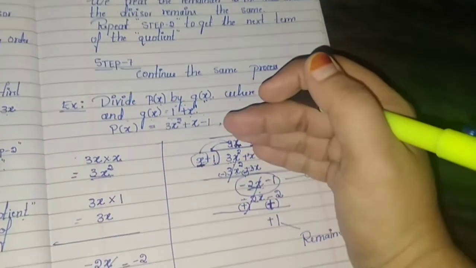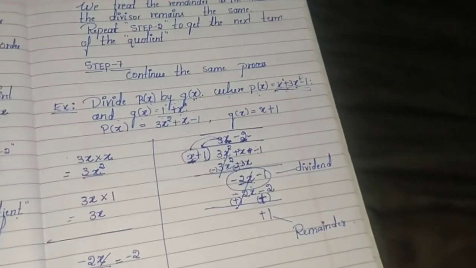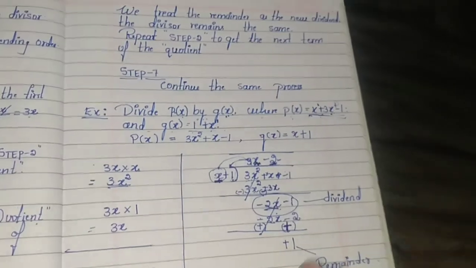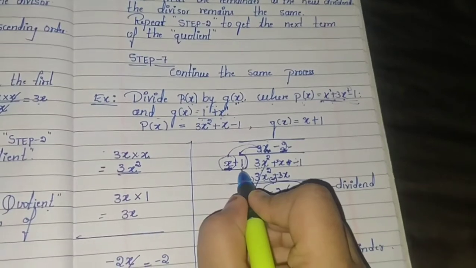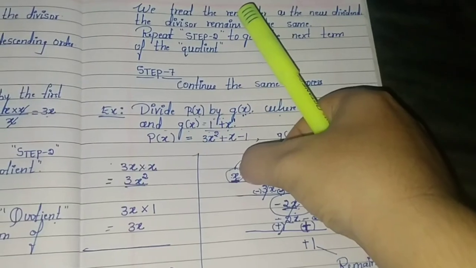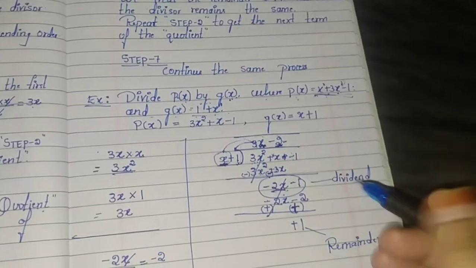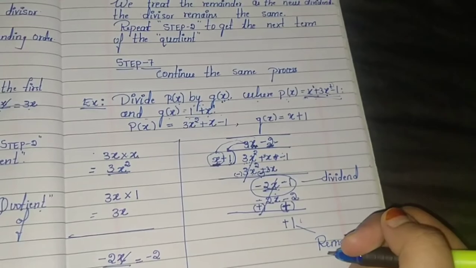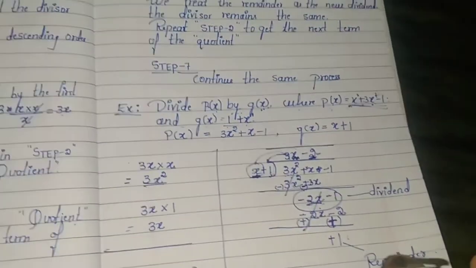So you have to do the long division till you get the degree as 0. That means you have to get a constant here. Either you can get 0 or you can get any other number. So first you have to check the divisor. If your divisor is of degree 1, then whatever new dividend you are getting should be of degree 0. Till that, you have to continue the process. Just keep it in mind. We'll solve this once again.